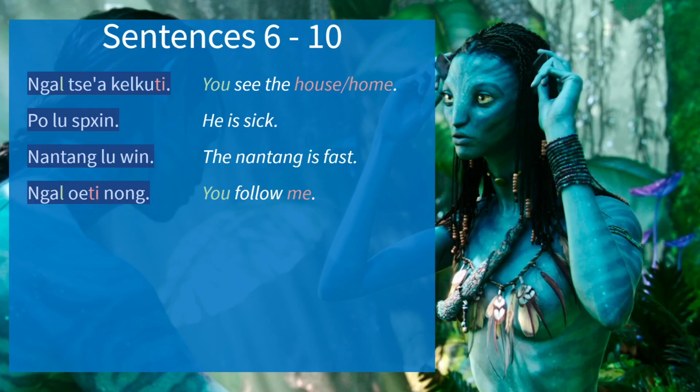Ngal oeti nong. You follow me. L ending on the nga shows that you are the one who is doing something, so you are following. And the T ending on the oe, to show that I'm the one being followed. So I'm the direct object. And lastly, weo lu siuve, the food is cold. That one I explained already before because I used this as an example when I explained the words. But yeah, the food is just cold. So weo lu siuve. Let's go back to our word list.